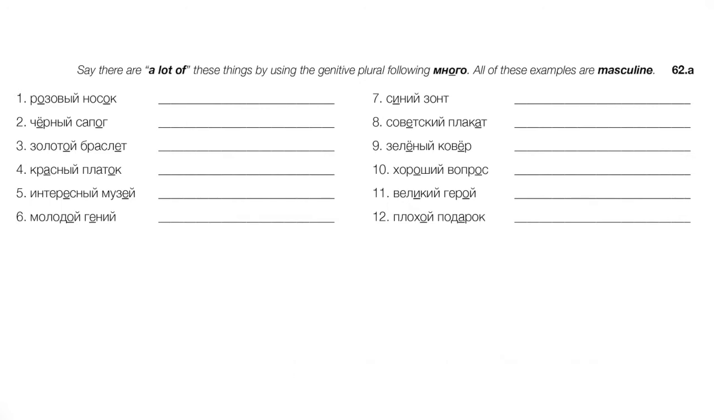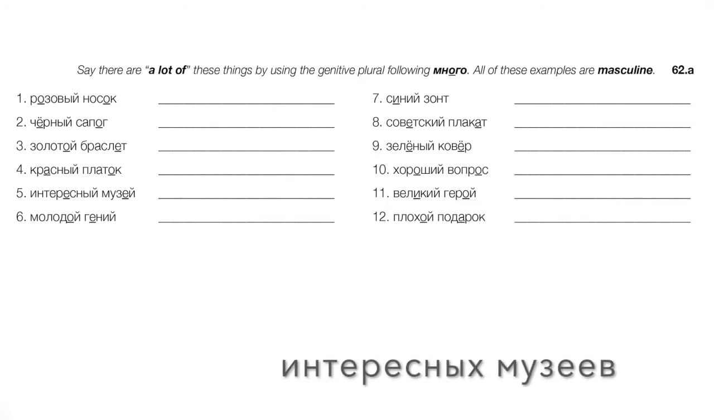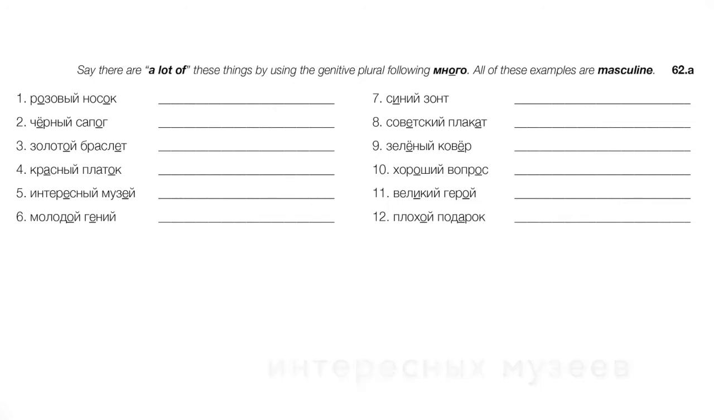Again, a mobile vowel. We're seeing that "ok" ending in a lot of these nouns, and typically you would expect that "o" to be a mobile "o". Piat, a lot of interesting museums. Mnoga interesnych muzeyev. Okay, so there's that somewhat unusual "yev" ending. Sheist, maladoi genii, a lot of many young geniuses, right?